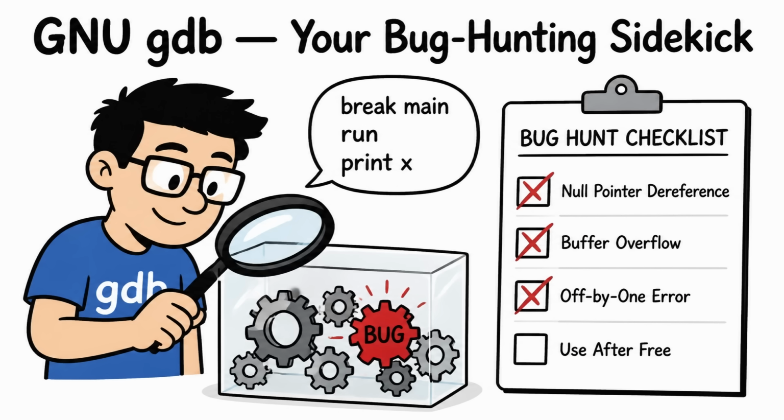Let's talk about GNU GDB, the GNU debugger. Writing code is one thing. Figuring out why your code is broken is a completely different skill. GDB lets you run your program in slow motion, pausing it at any line you choose, inspecting variable values, stepping through functions one at a time, and tracking down exactly where and why things go wrong.